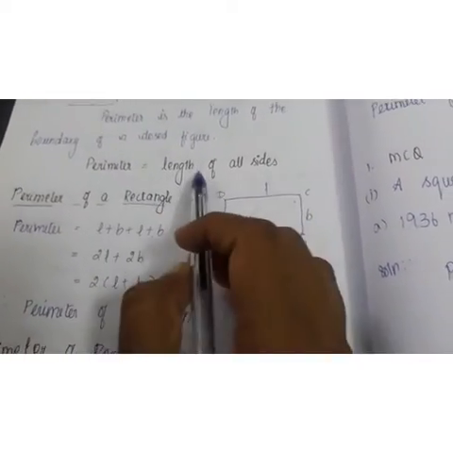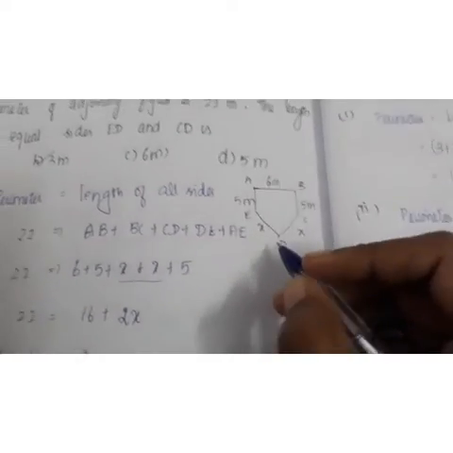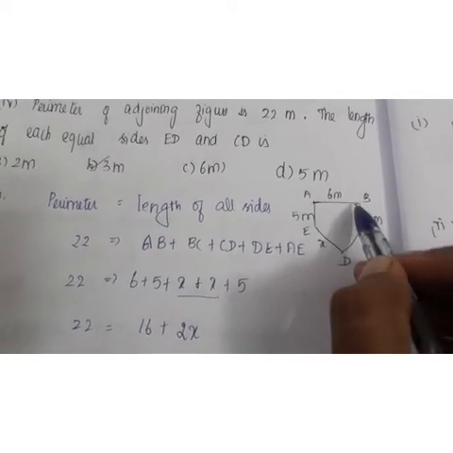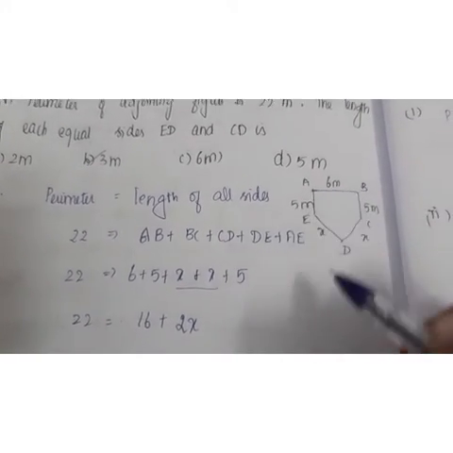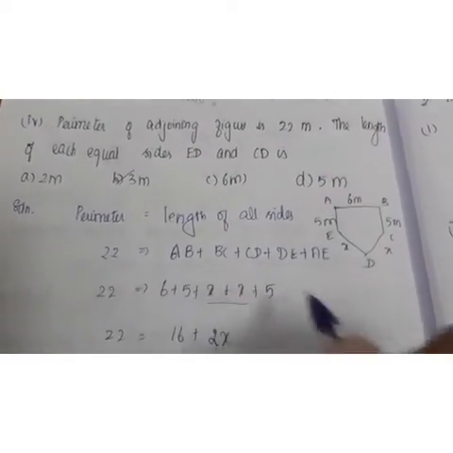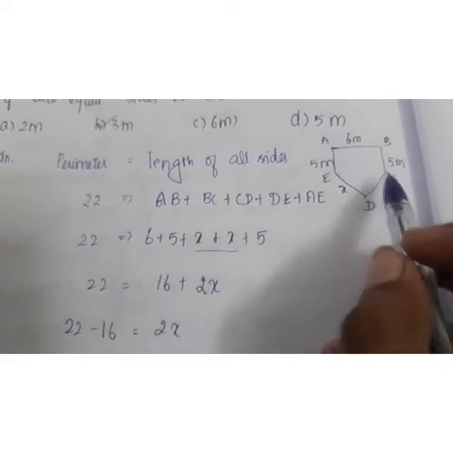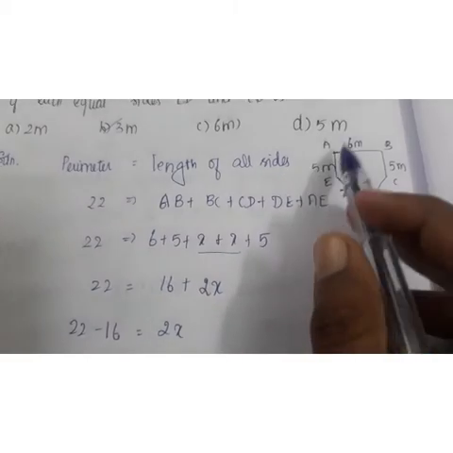As we already know from the first definition we have studied, perimeter is equal to the length of all sides, right? So if it is an irregular shape, you can see the length of all sides. Perimeter is equal to the length of all sides. All sides means AB plus BC plus CD plus DE plus AE. The perimeter is given in the question as 22, so I have substituted 22 here. So 22 is equal to AB is 6, BC is 5, then CD is x, ED is also x, AE is 5.